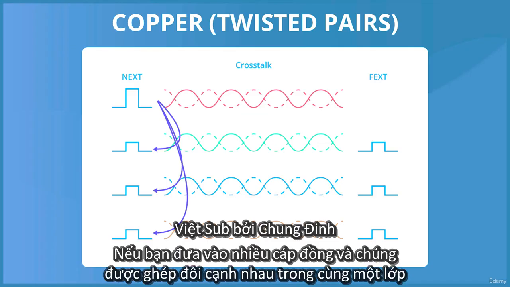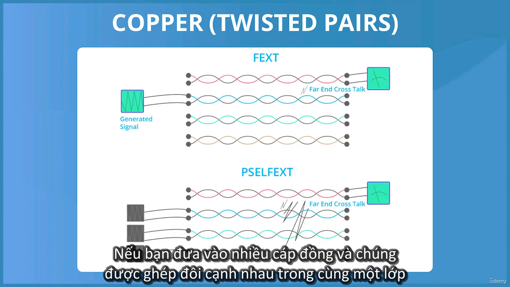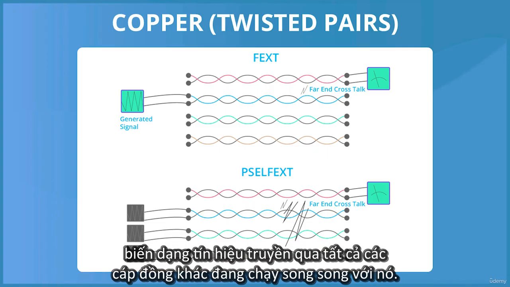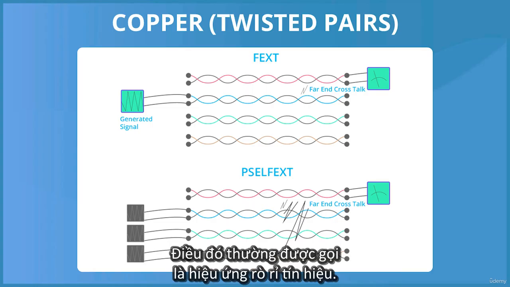If you bring in multiple copper cables and they're paired up side by side in the same jacket, well, this magnetic field effect on one copper cable starts to affect and then distort the signal passing over all the other copper cables that are going along with it in parallel. That's typically called a crosstalk effect.